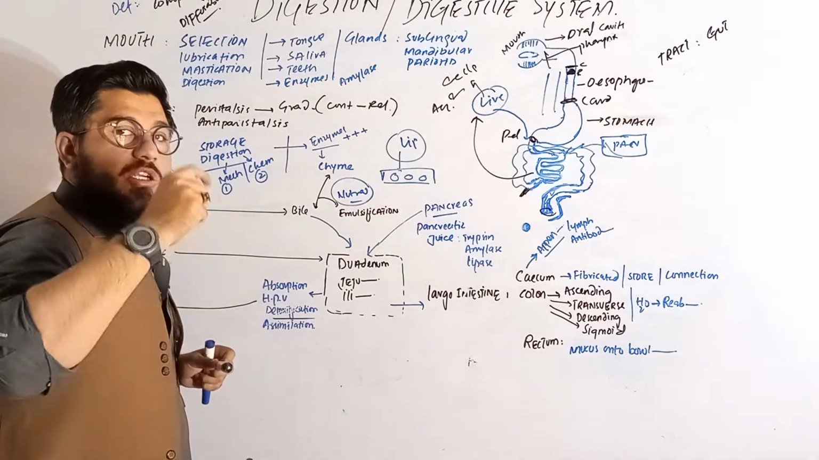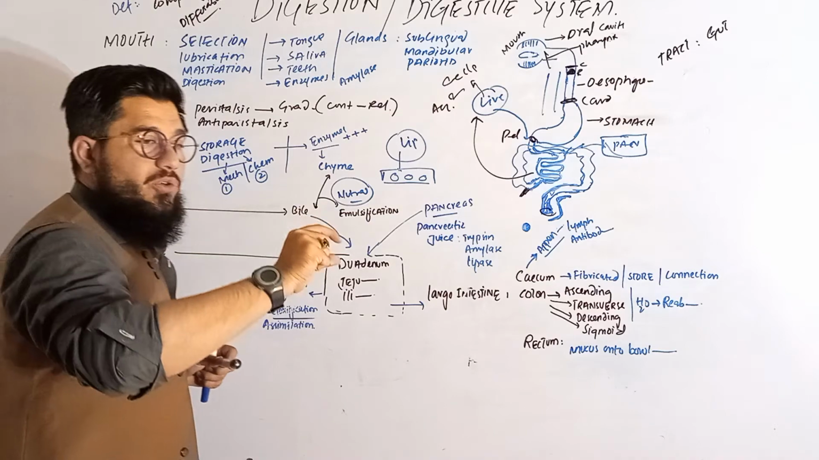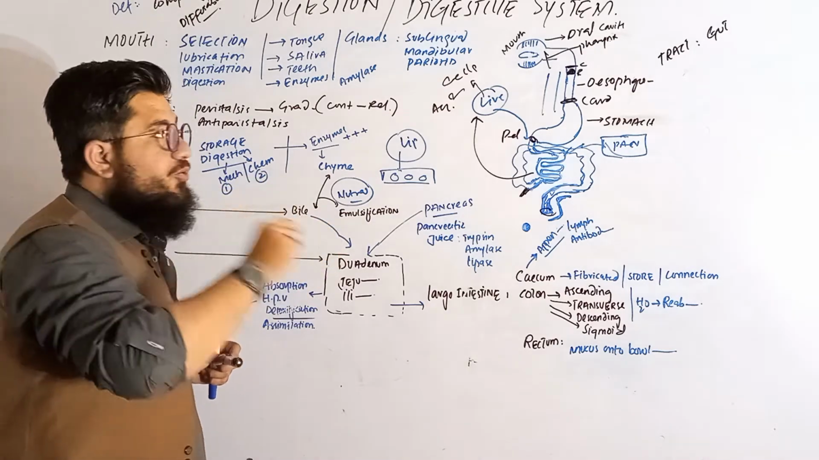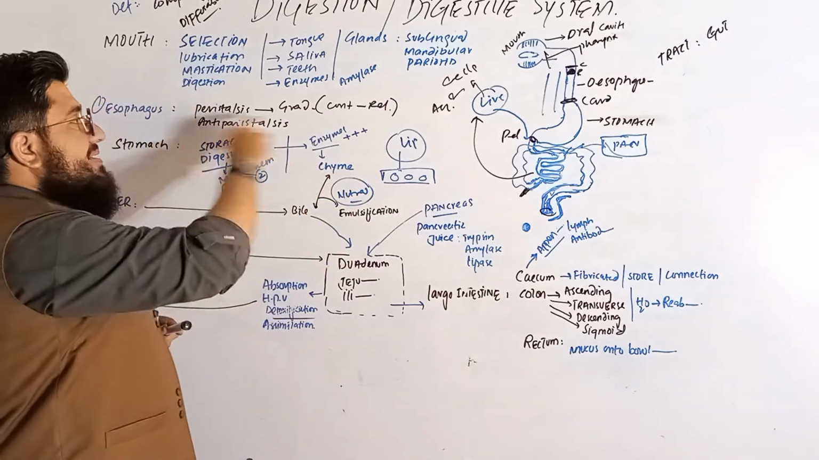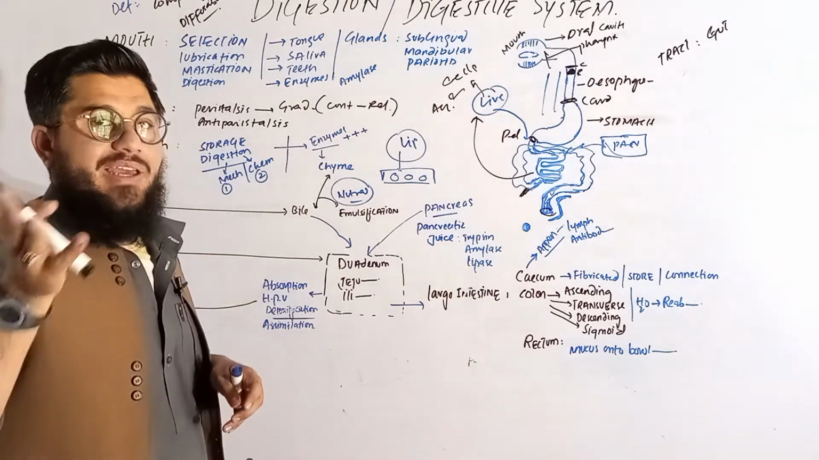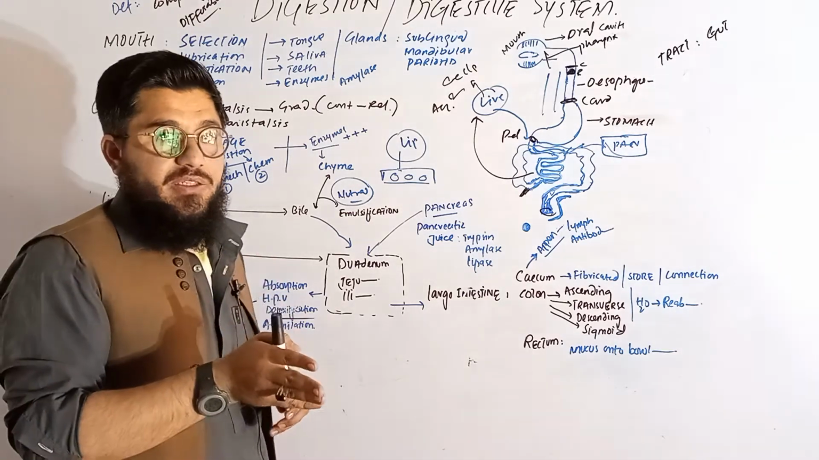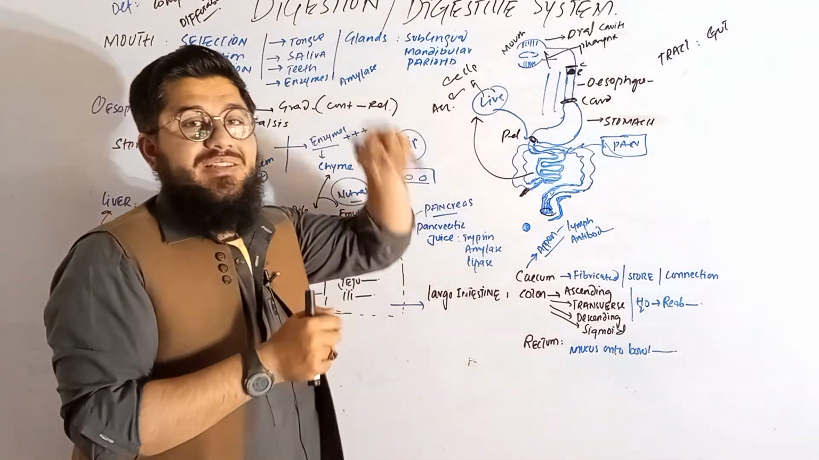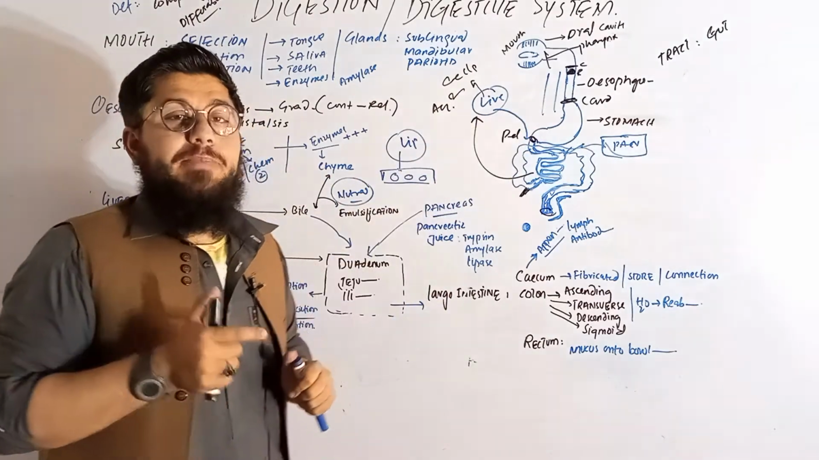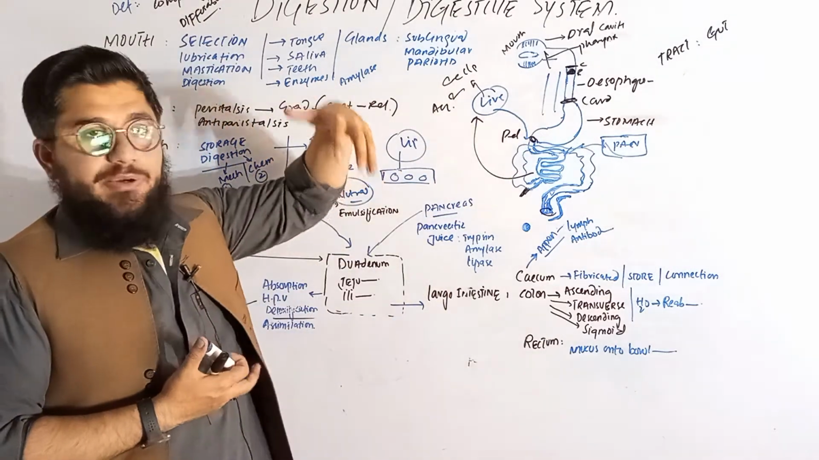Peristalsis. The gradual contraction and relaxation of the esophagus to move the bolus towards the stomach is known as peristalsis. Peristalsis is actually the movement towards the stomach.